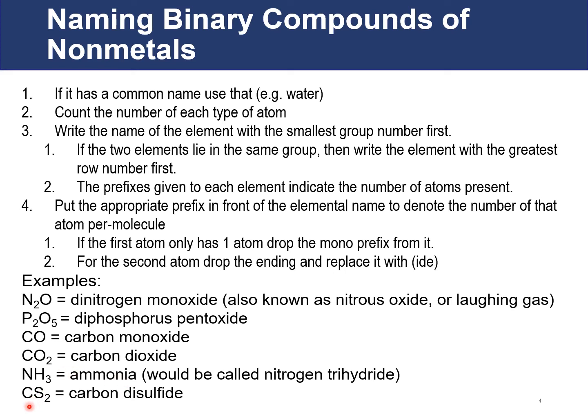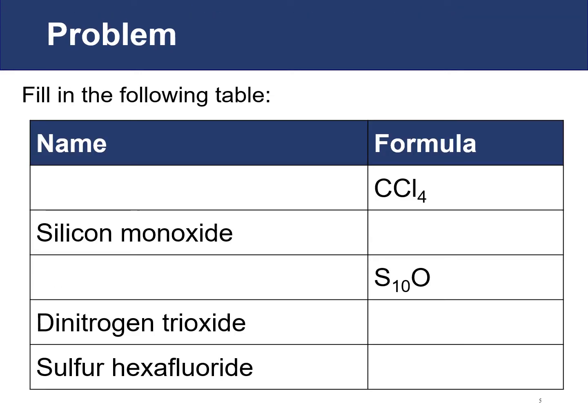Last of our examples, we have 1 carbon, 2 sulfur, so this would be carbon di for the 2, and then sulfide. We will now try a couple additional examples. Please pause the video, try them out on your own. When you are done, hit play.